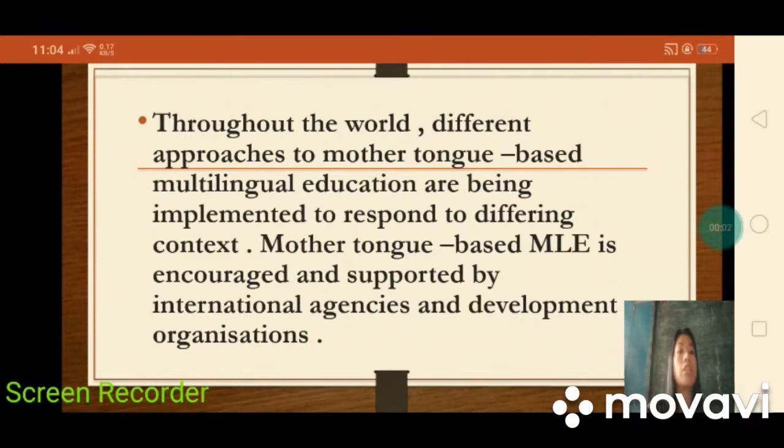Throughout the world, different approaches to mother tongue based multilingual education are being implemented to respond to the different contexts. Of course, in our education, different mother tongues are also used: Bisaya, Tagalog, English, or whichever language. Mother tongue based multilingual education is encouraged and supported by international agencies and development organizations.